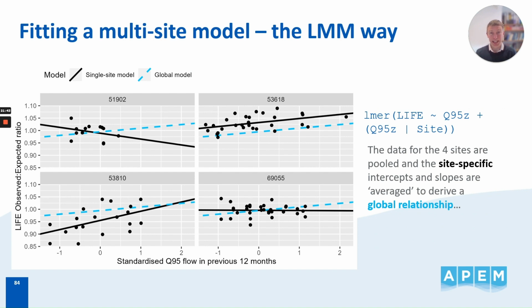Here we've got exactly the same data set. The black points are the actual measured data. The black line is the slope of the relationship for each individual site, as we just saw on the previous slide.